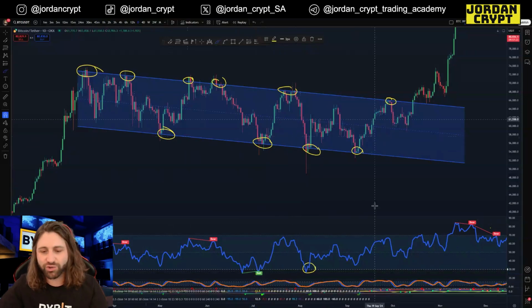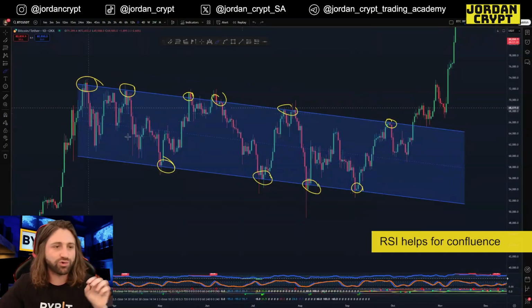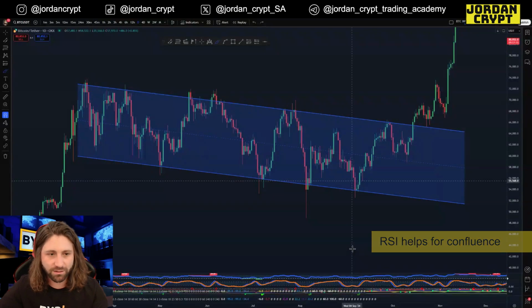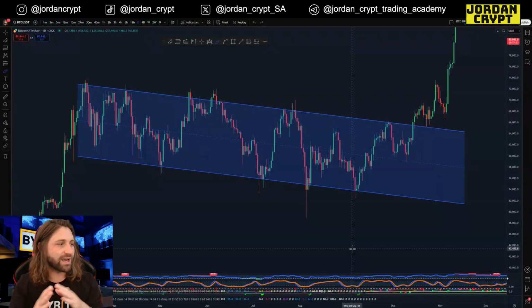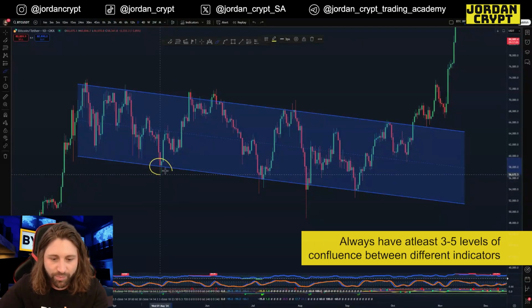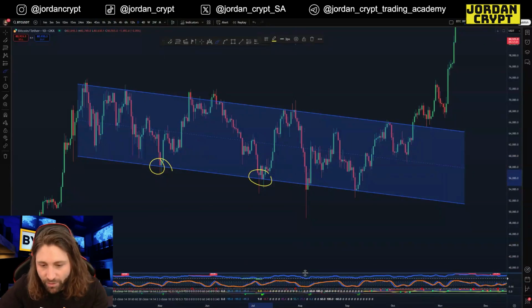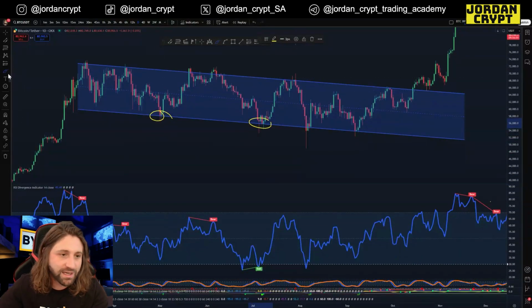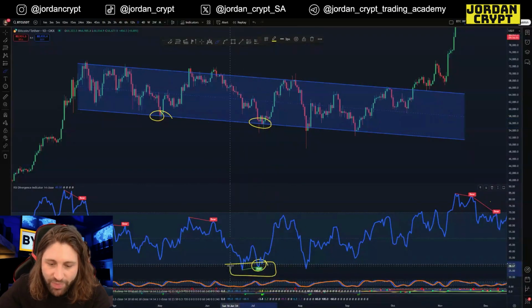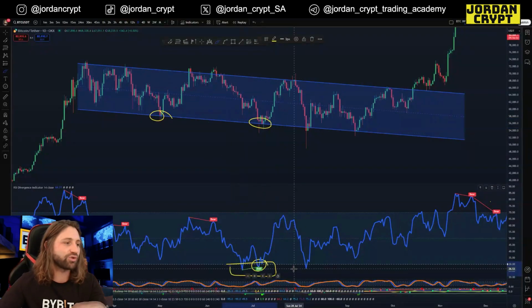Please do not use any indicator on its own or any drawing tool. No drawing tool is an island, right? Keep it in your head. Your strategy must have at least 3 to 5 levels of confluence in order to open any trade, which means that if you are coming down to the bottom of your parallel channel, you want to then look for another level of confluence, such as this beautiful bullish divergence which came in on the RSI at oversold.